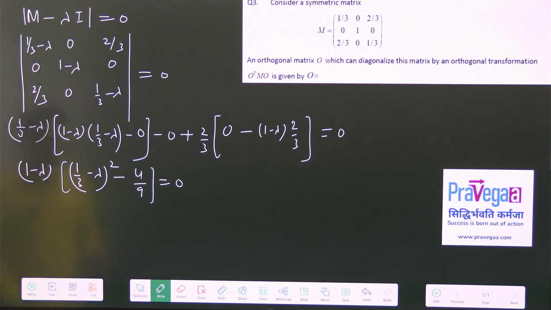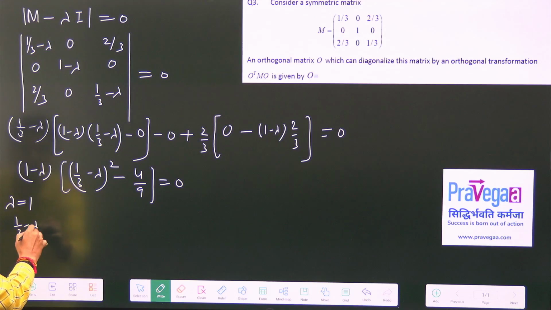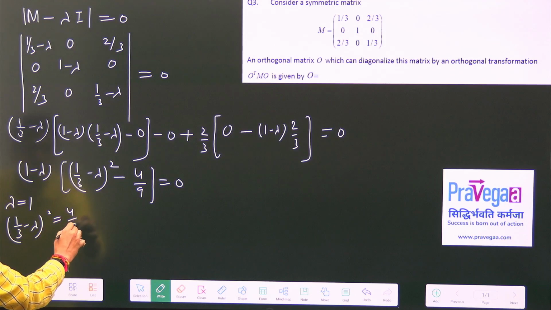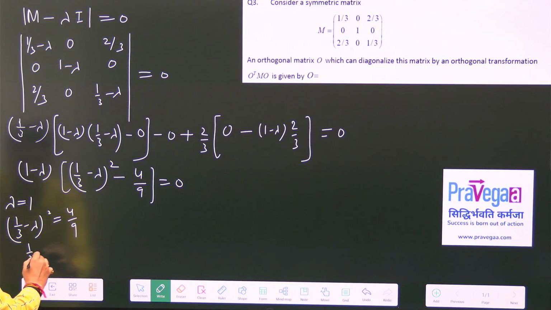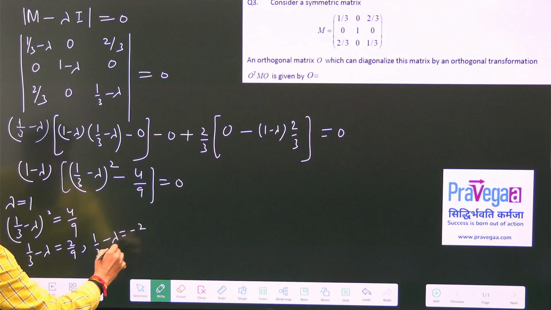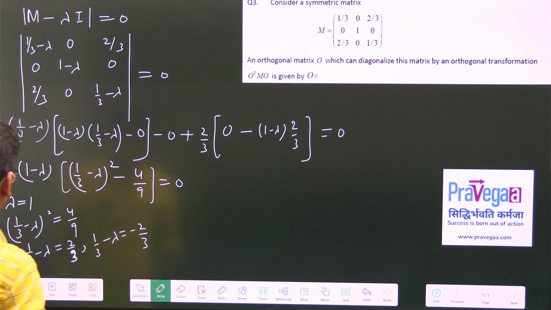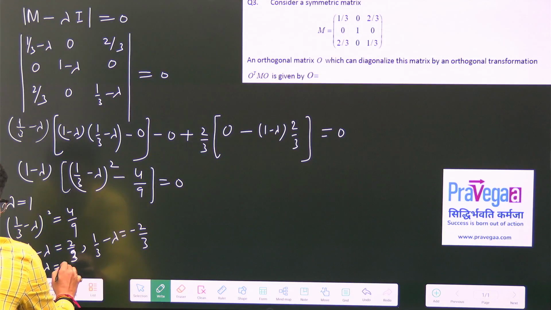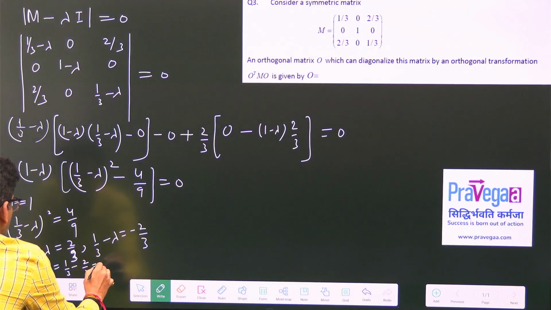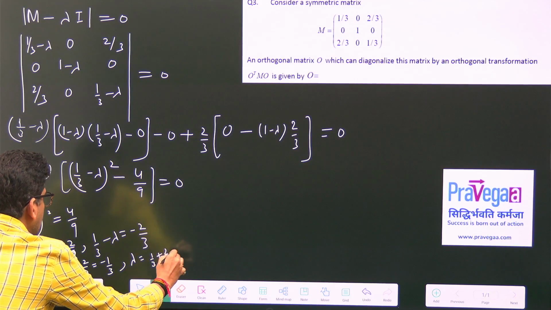Now you have to solve this. One eigenvalue we got is lambda equal to 1, and the second and third eigenvalues we can get from here: (1/3 minus lambda) square is equal to 4/9. So 1/3 minus lambda is equal to plus or minus 2/3, because plus and minus both values you have to take. Now what is the value of lambda here? Lambda is 1/3 minus 2/3, which is minus 1/3, and what about here? Lambda is 1/3 plus 2/3, which is 1.